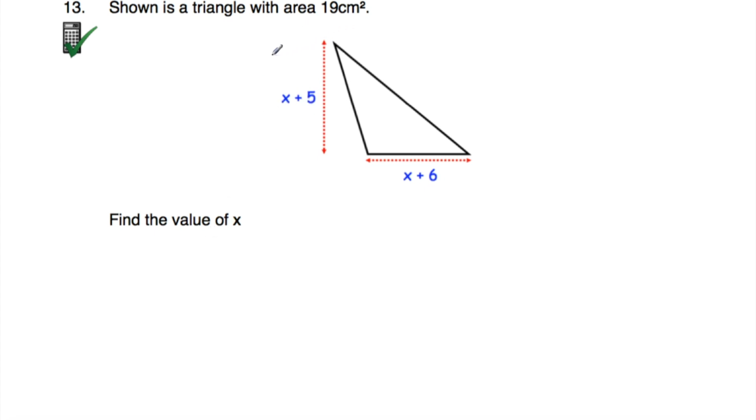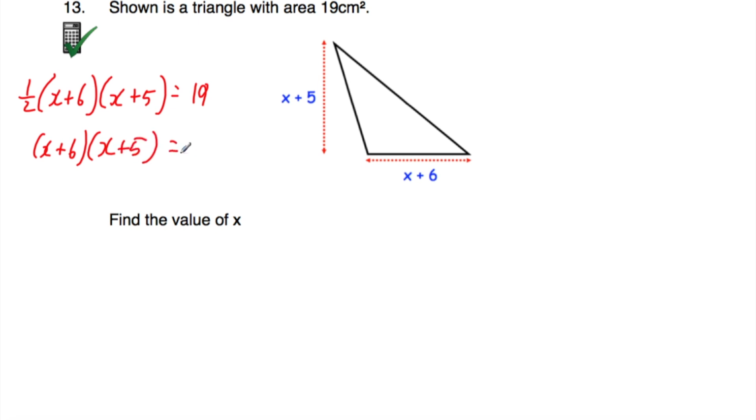So we've been given its area, so that means half the base times the height is equal to 19. So that means that half the base, which is equal to x plus 6, times the height, which is x plus 5, would be equal to 19. So half the base times the height would be 19. So let's simplify this equation. I'm going to times everything by 2 to begin with to get rid of this half. So that would be on the left hand side, x plus 6, and then x plus 5. And then on the right hand side, we would have 19 times by 2 is equal to 38. So that's just multiplying everything by 2.